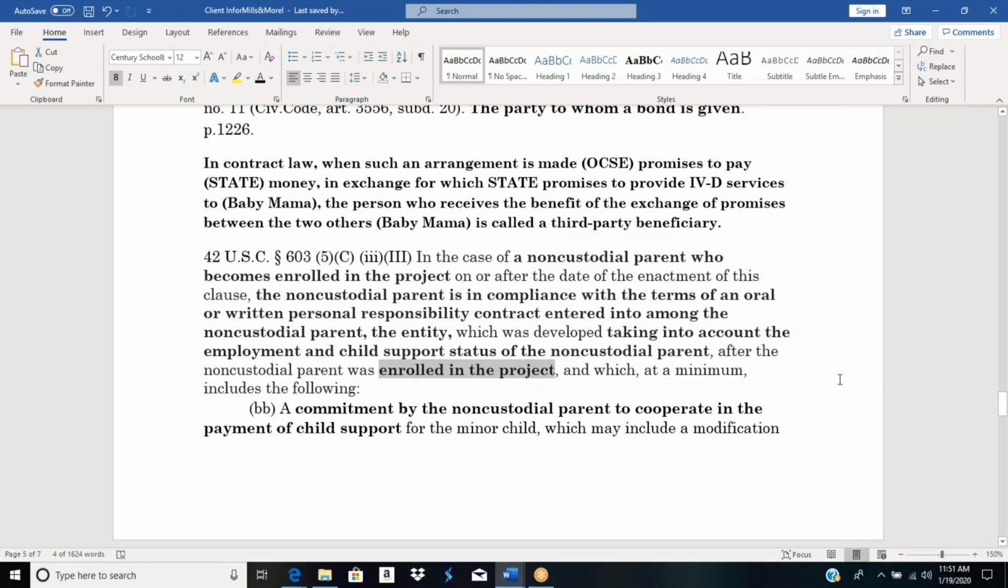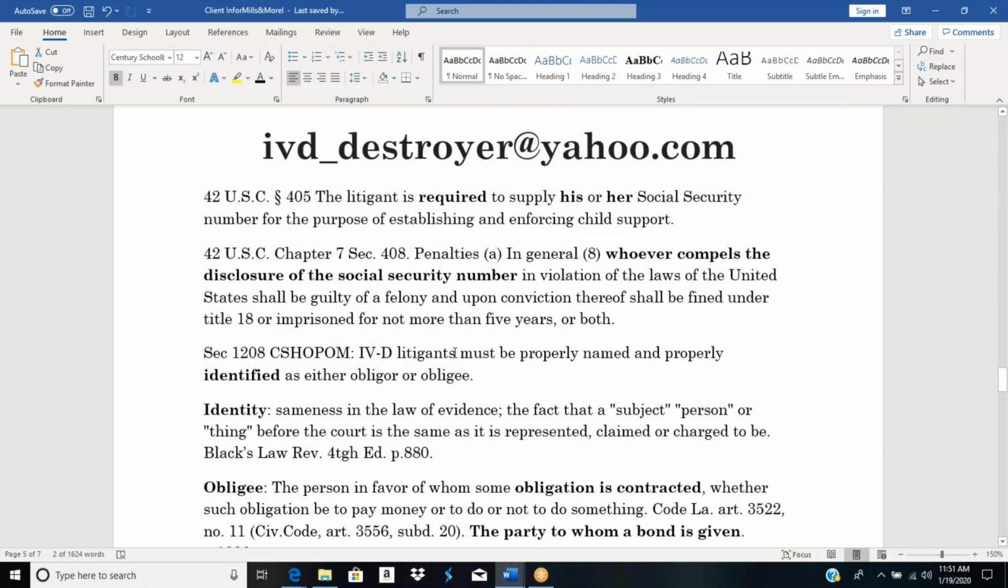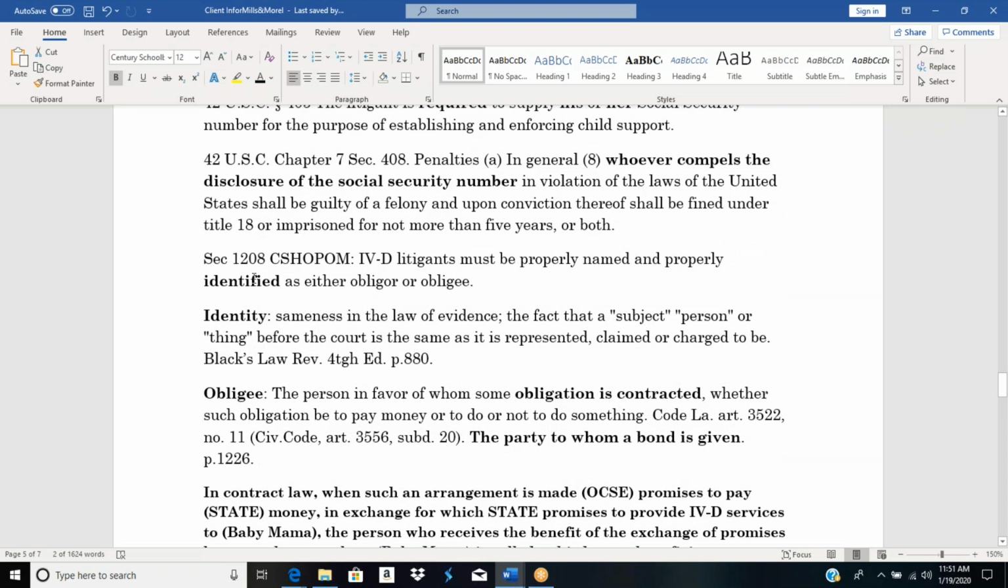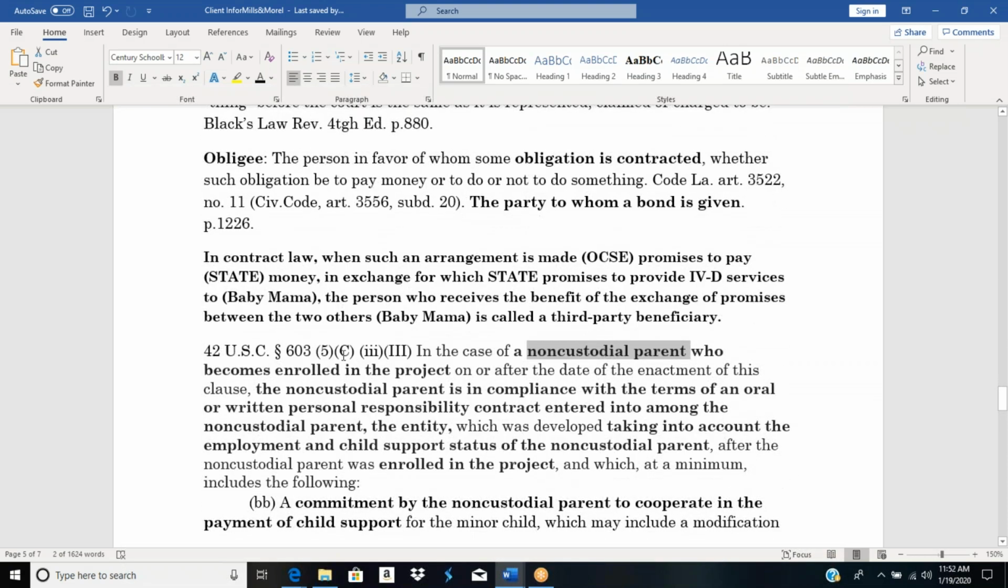All right, so you got a couple of questions here. Number one, when did you succeed to the status of the non-custodial parent? Okay, that has to be done contractually. Don't forget, look, where's it at? Litigants must be properly named and properly identified as either obligor or obligee. That means you succeeded. That means succeed, devolution of title to property under the law of distribution. Here it is right here. Okay? So that needs to be proven. When did I succeed to the status of non-custodial parent?